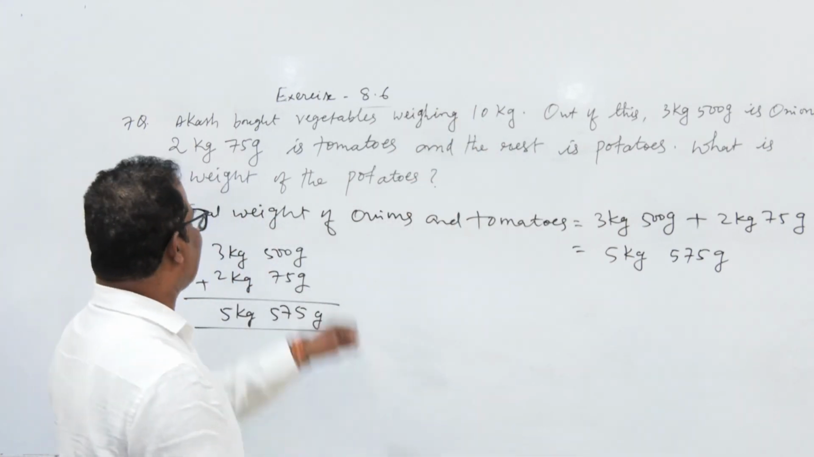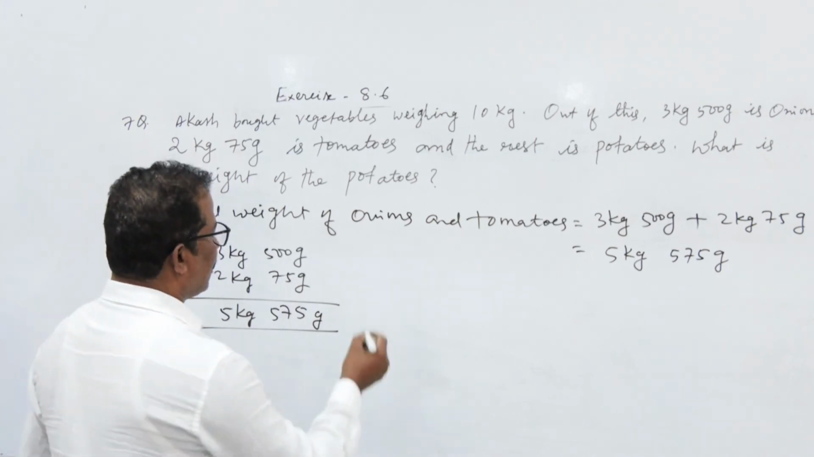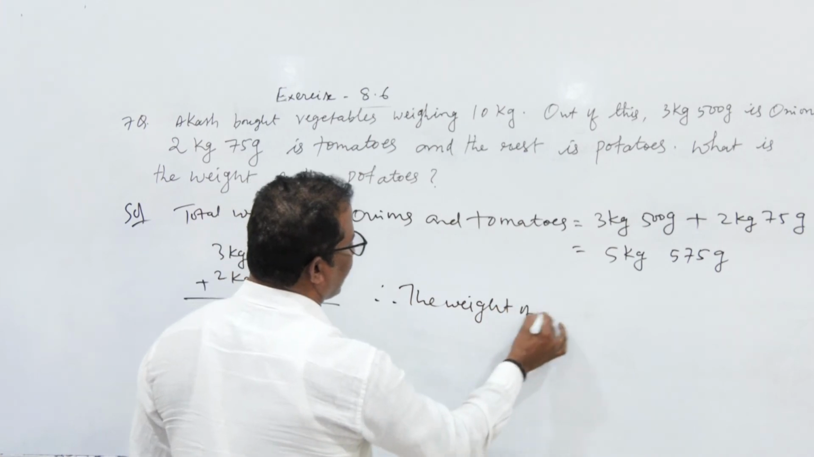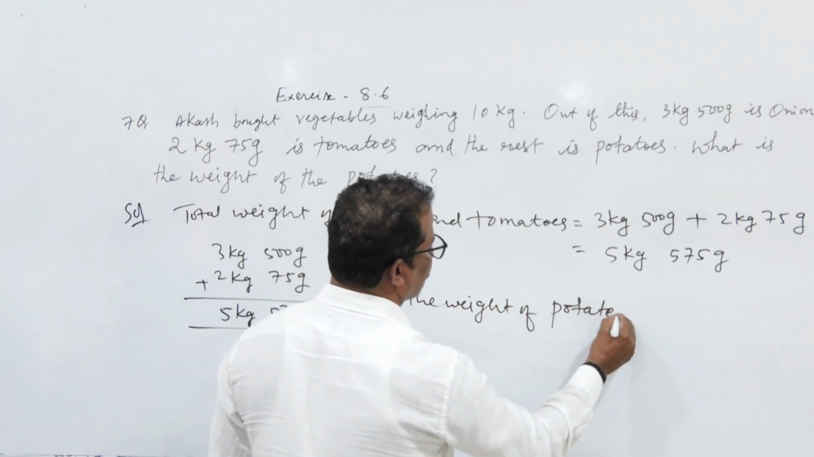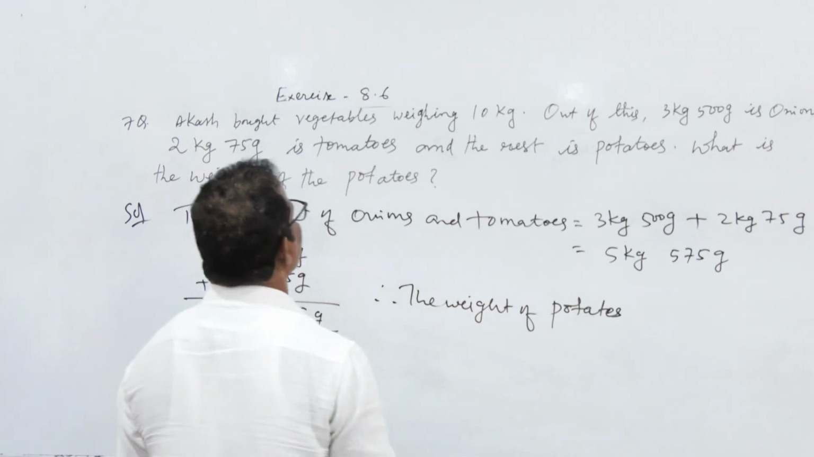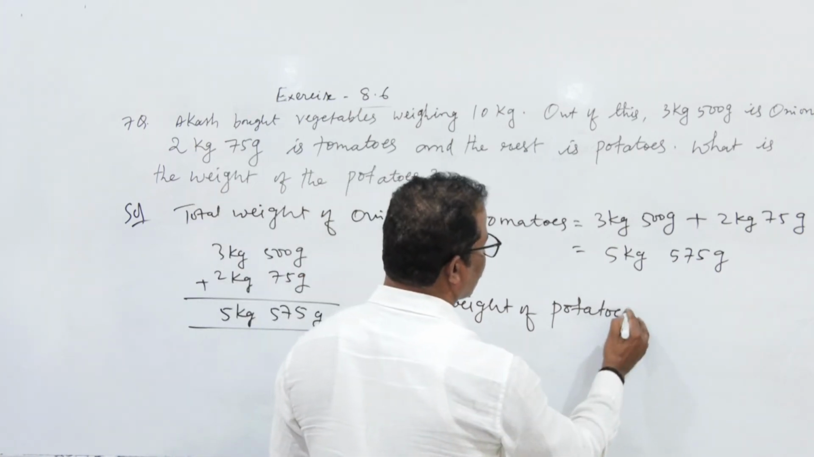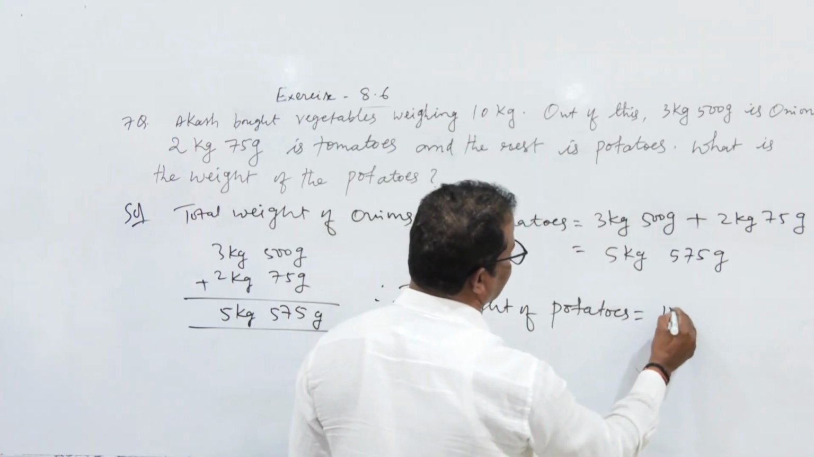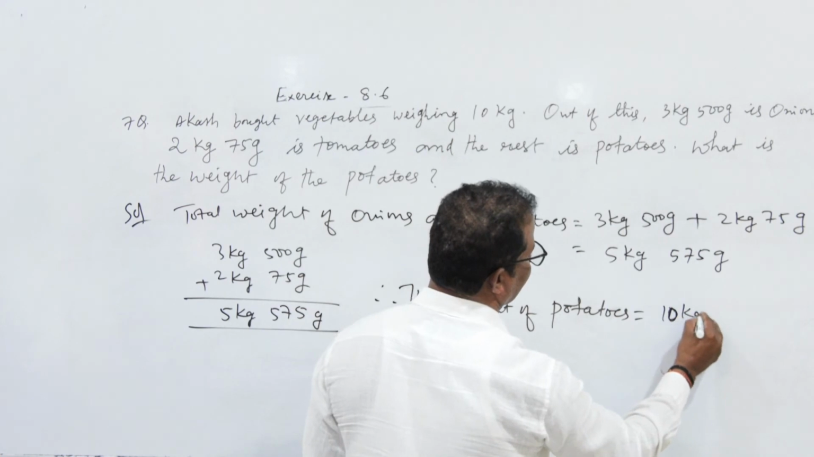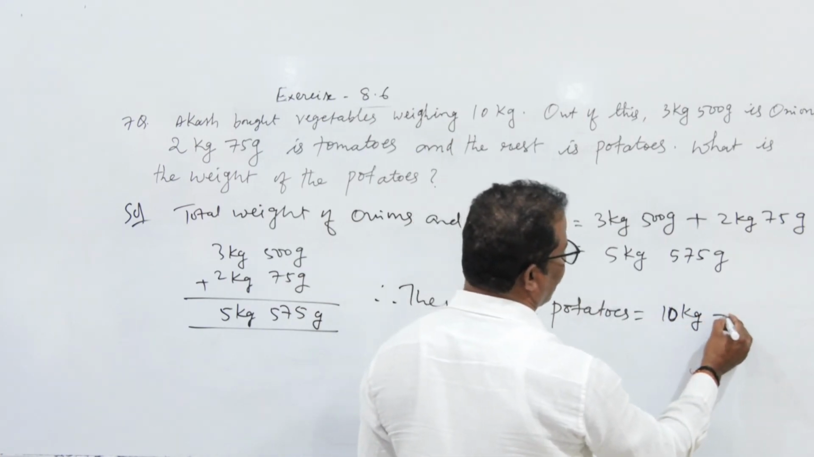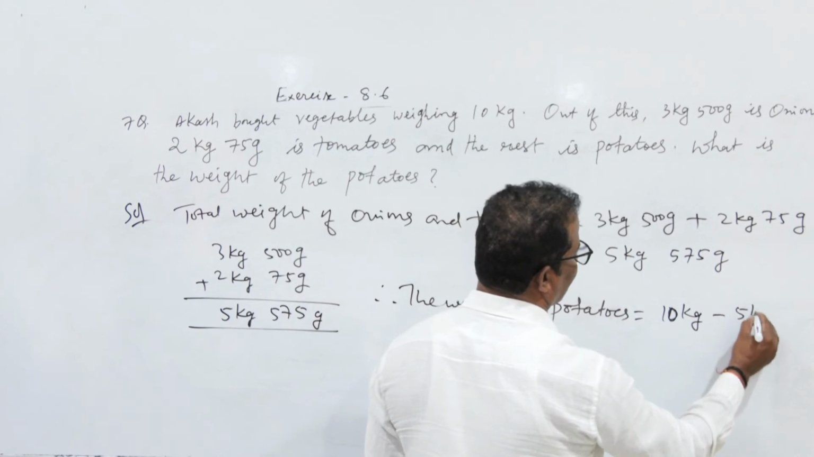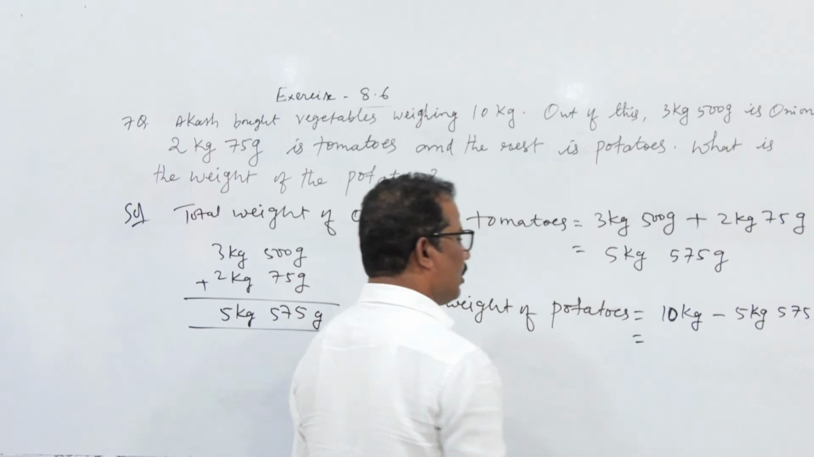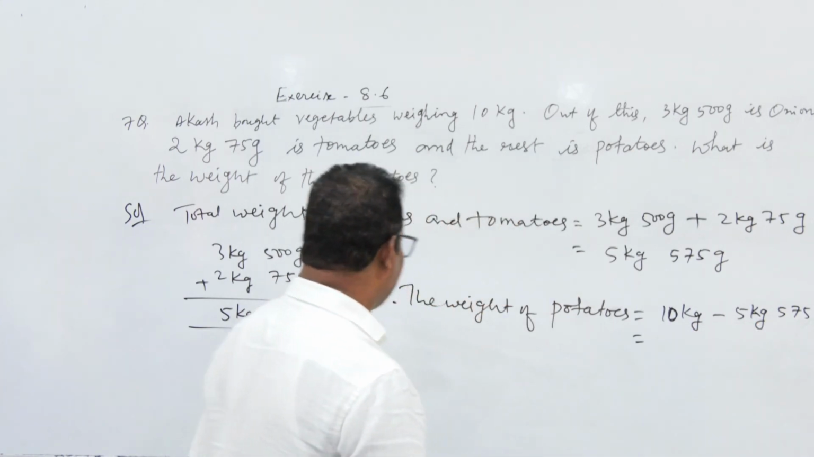What will be the remaining? That will be the weight of the potatoes. Therefore, the weight of potatoes is equal to, from this total weight, that is how much? 10 kg minus the weight of onions and tomatoes, that is 5 kg 575 gram. So we have to subtract this weight from the 10 kg. How is it?